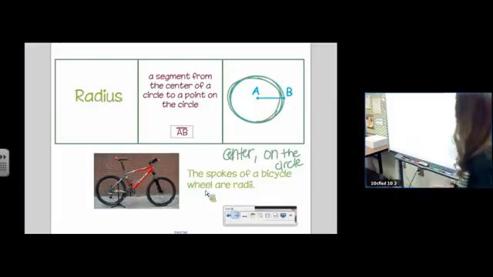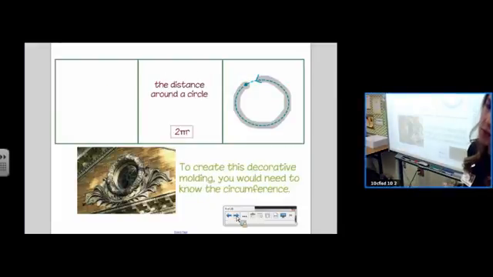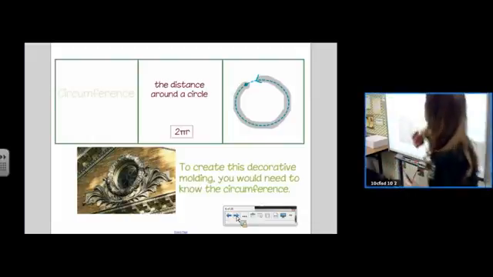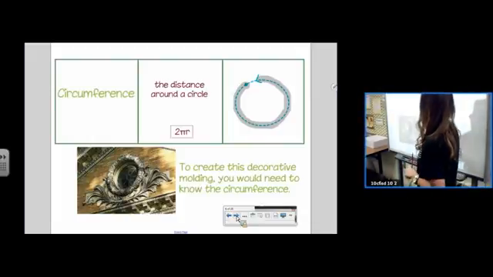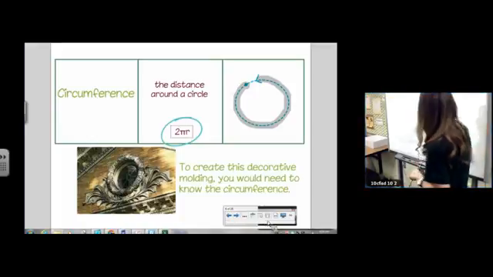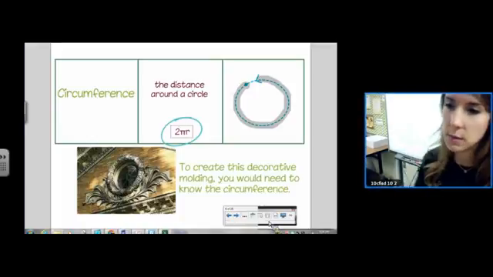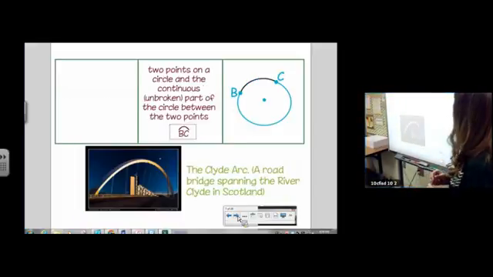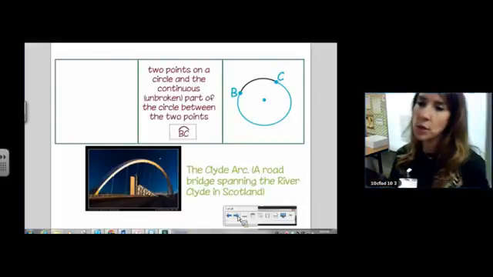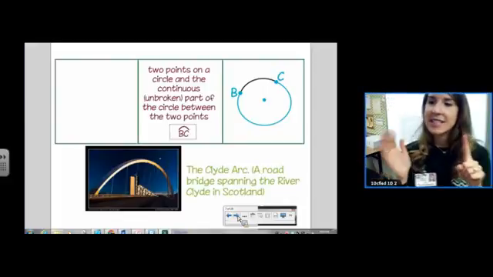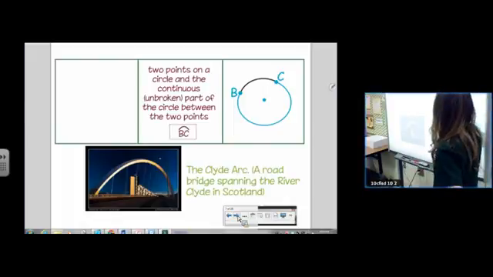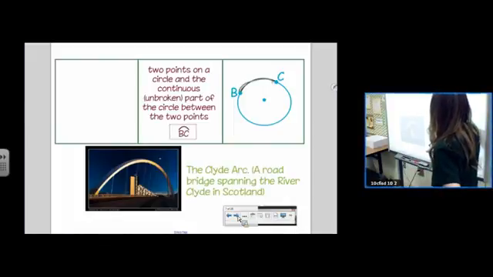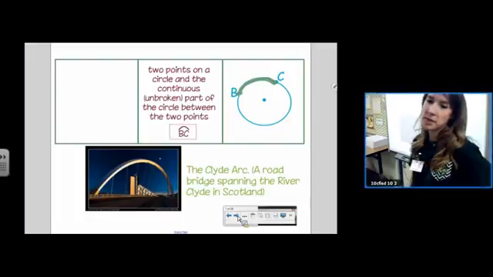Okay, next word. Distance around the circle is, of course, circumference. We already knew that. And the formula is 2 pi r. Won't stay here very long because we already knew this, and we can move on to some new words. Okay. Up next, 2 points on a circle and the continuous unbroken part of the circle between the 2 points.